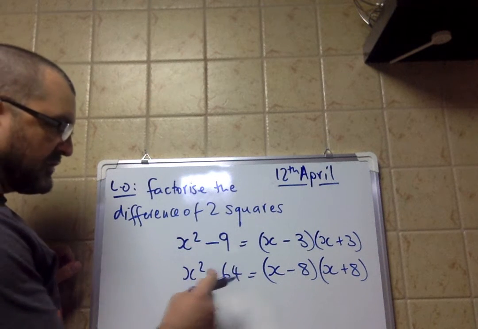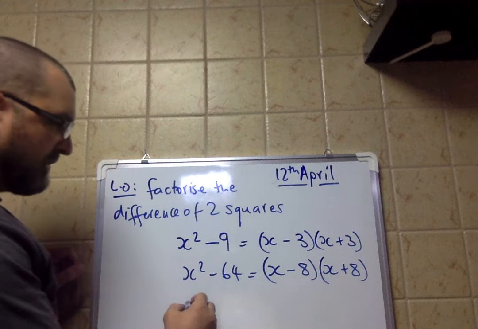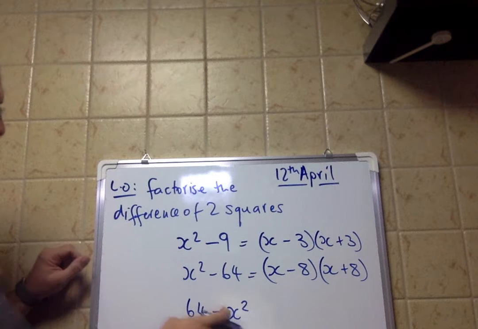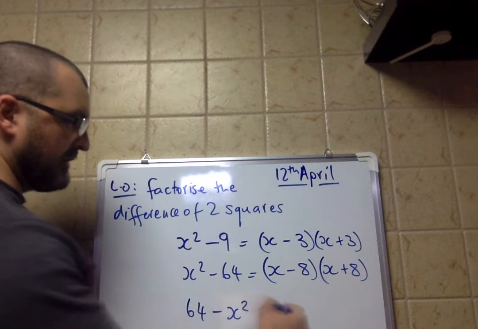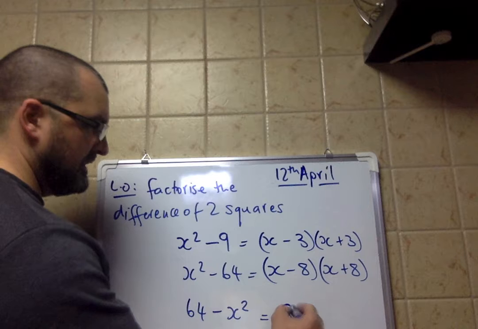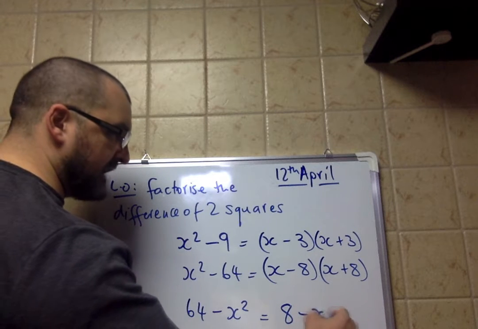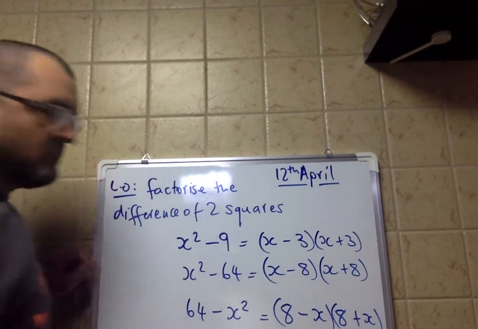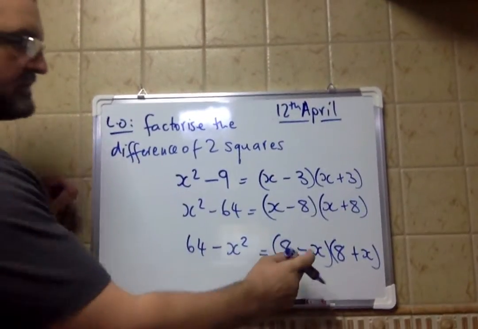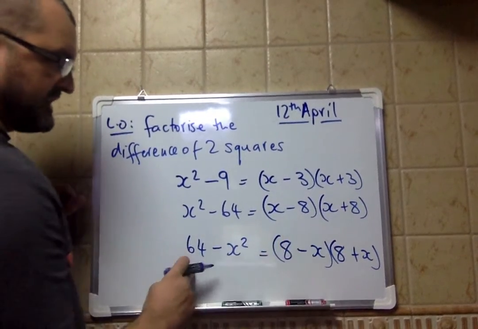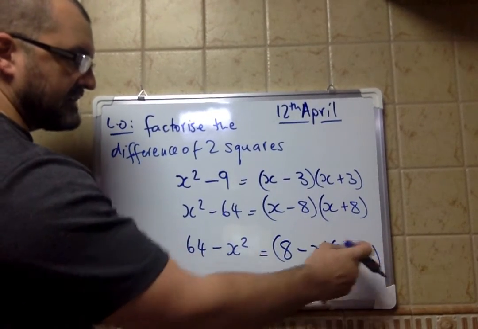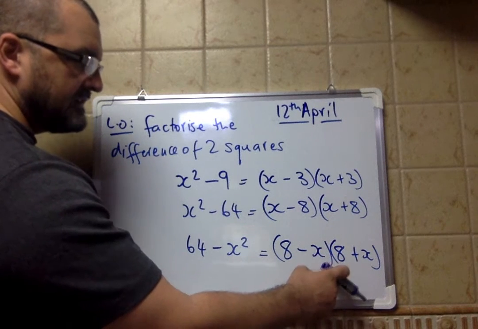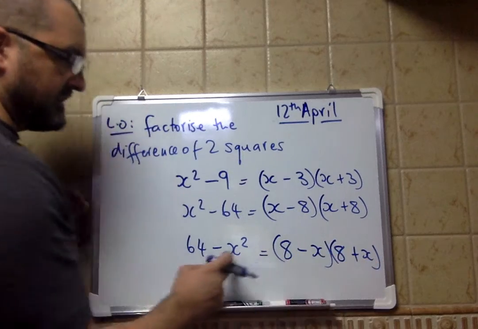For instance, this could be written the other way around. If I wrote it as 64 minus x squared, again it's a difference of two squares, so this one goes first. The square root of 64 is 8, so it's going to be 8 minus x brackets 8 plus x. If I expanded those brackets out, I would get back to this: 8 times 8 is 64, 8 times x is 8x, minus x times 8 is minus 8x, and minus x times plus x gives you minus x squared.